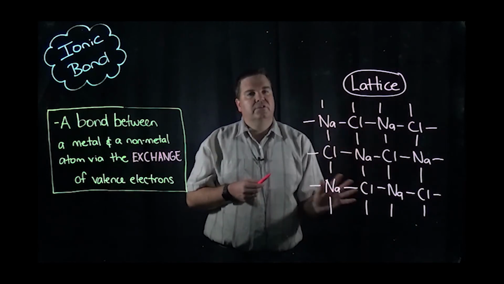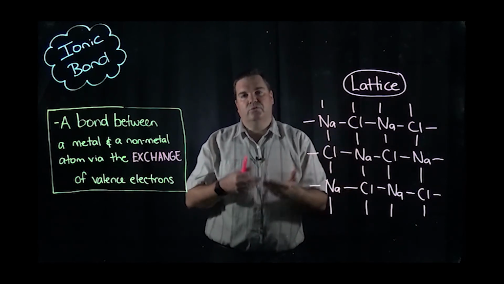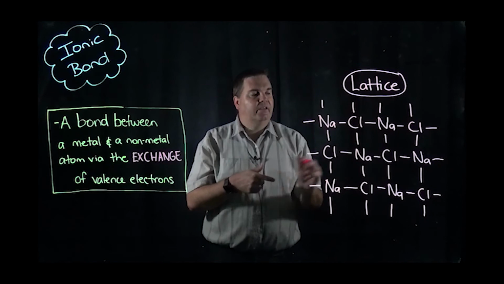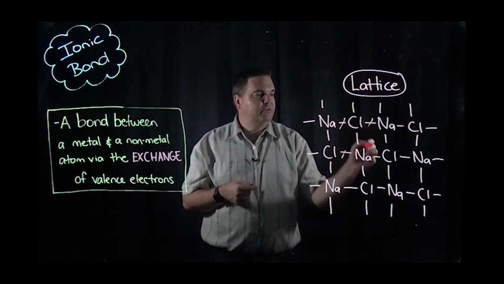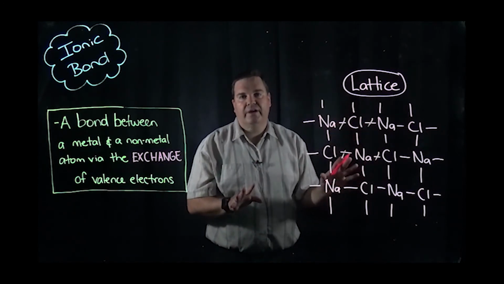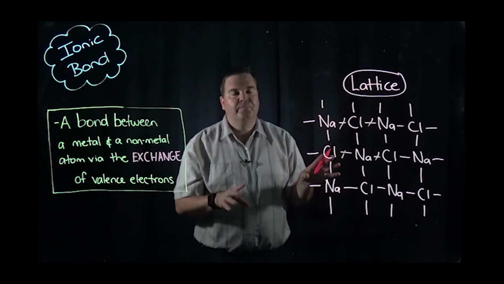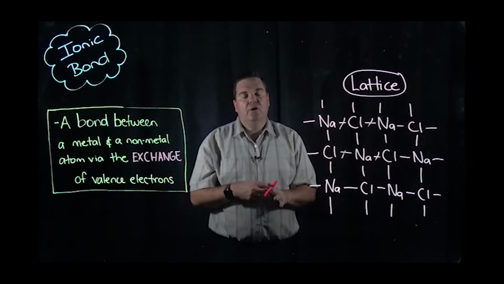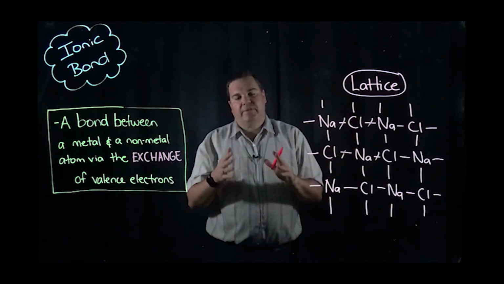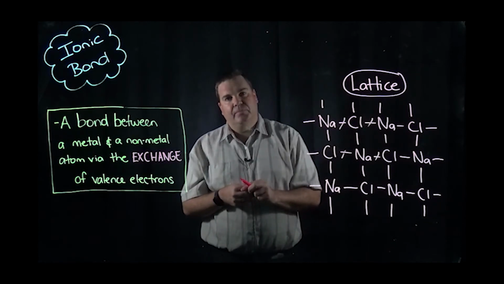So if you're going to melt sodium chloride, turn it into what's called the molten state, you have to break this bond and this bond and this bond and this bond and all of them all the way throughout the 3-dimensional lattice structure. That requires a lot of energy. What that means is that they have very high melting points, okay?